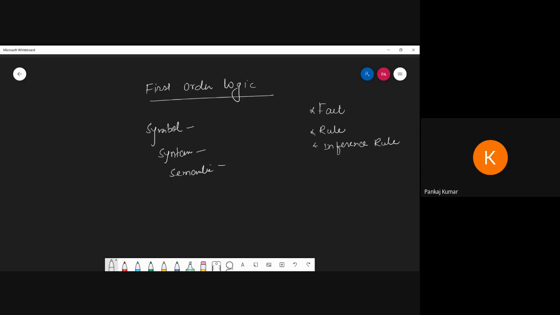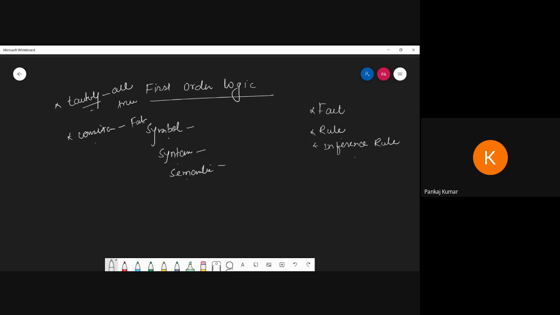Okay, so again in first order logic we can also apply tautology. So what is the meaning of tautology? All true. Then we can also apply contingency, consistent, and this is the false. These are the terms we can also use in propositional logic. We can also use them in first order logic, like tautology, consistency, symbols, syntax, semantics, fact, rule, and inference rule.